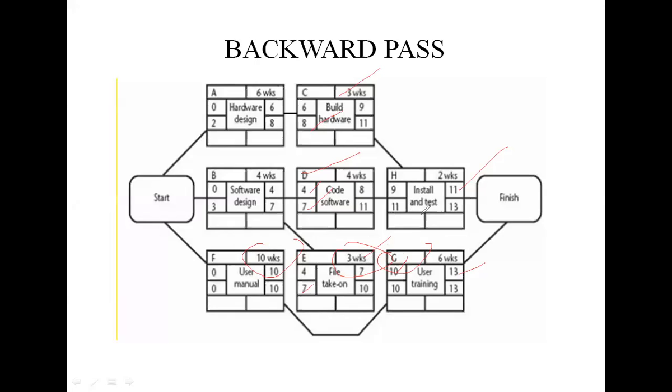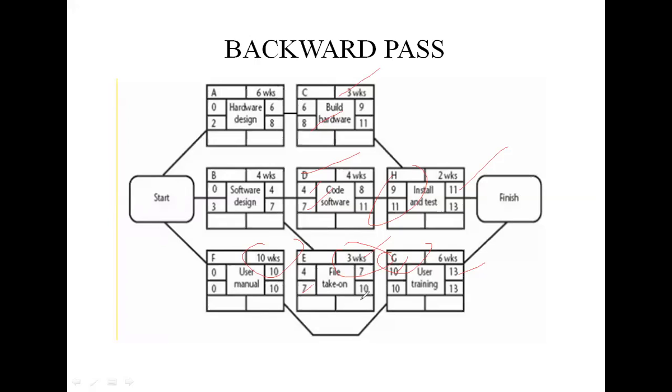Similarly, activity H cannot start until week 9. H takes 2 weeks and it finishes in 11 weeks. So the project will complete when both activities finish. Here the latest completion date for C and D is the latest week they must start. Activities E and F must complete by week 10.